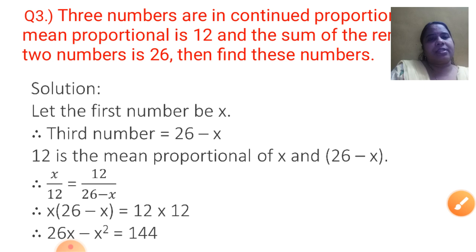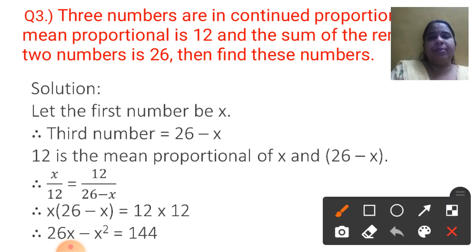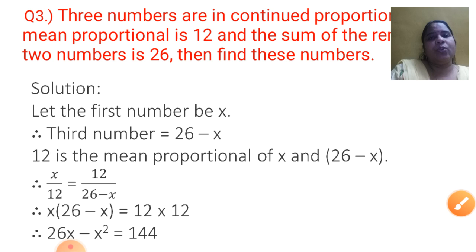26 minus x. Now since they are in continued proportion and 12 is the mean proportion, 12 will repeat itself, correct? And you will get x upon 12 is equal to 12 upon 26 minus x. Cross multiply it, opening the bracket, nothing new I am telling you, exactly the same as what we have been doing. So we get 26x minus x square is equal to 12 12s are 144.